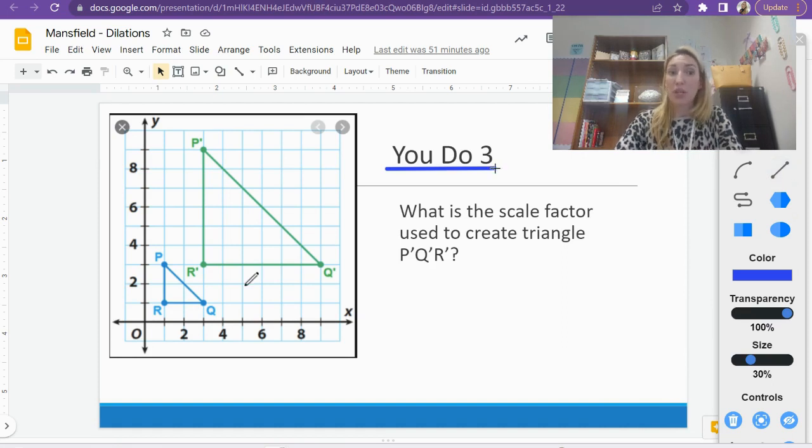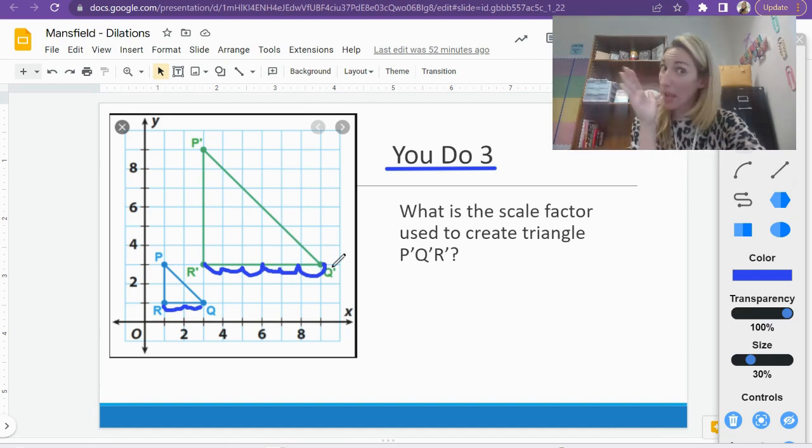What you can also do is look at your original shape. And if you have straight sides, sides that follow the grid, not diagonal sides, like horizontal or vertical sides, you can count those units. So you can go 1, 2. 2 turned into how much? 1, 2, 3, 4, 5, 6.